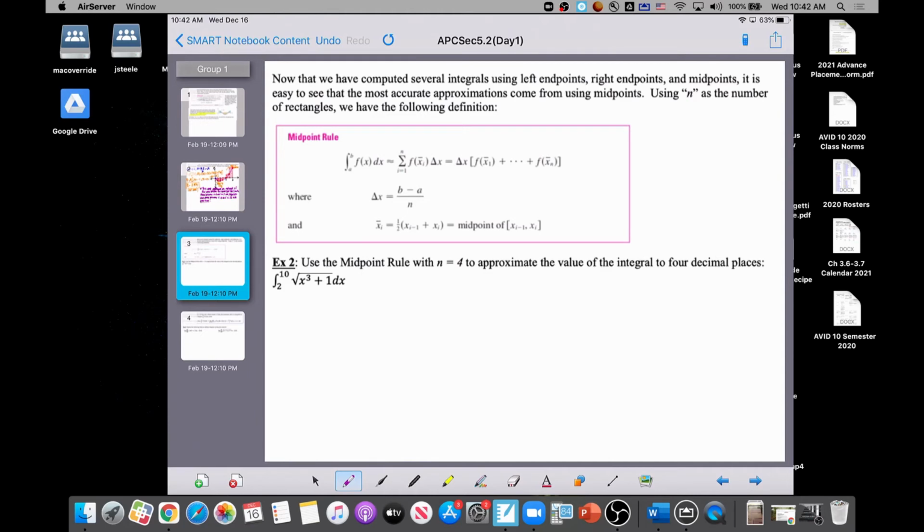So example 2 says use the midpoint rule with n equals 4 to approximate the value of the integral to 4 decimal places. And we're trying to figure out the area under the curve of the function, the square root of x cubed plus 1, between 2 and 10. Okay, so I'm not even going to draw a full picture of the function, but I am going to sketch a picture of the x-axis just so that we can talk about our rectangles being midpoint rectangles, right?